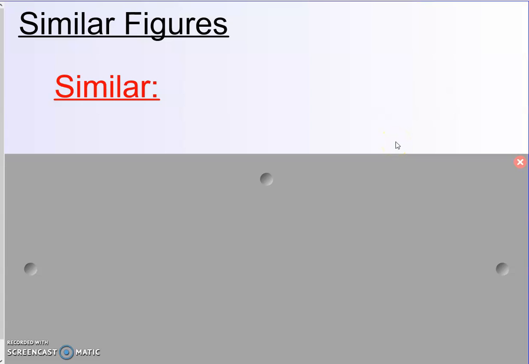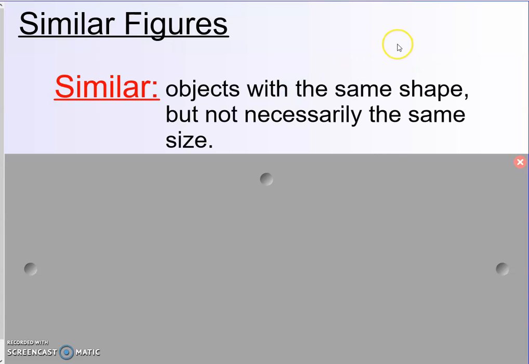Now we have just studied dilations, and dilations are a precursor to understanding similar figures. So first of all, I guess what we ought to do is define what it means for two shapes, two objects, to be considered similar. And that definition is that these objects have the same shape, but not necessarily the same size. Now they could be the same size, but they don't have to be. As long as their shapes are the same, then they're considered to be similar.